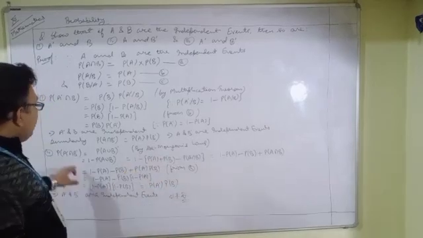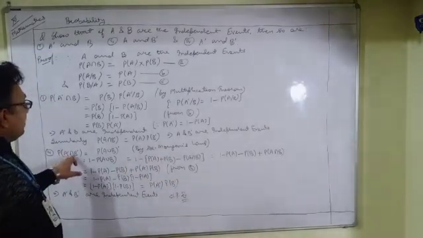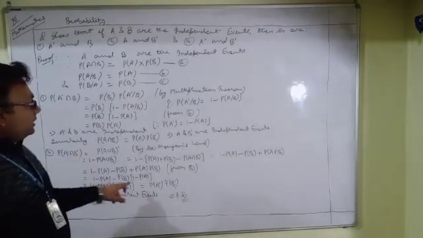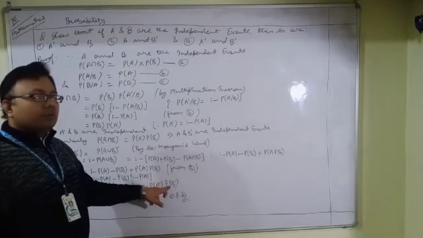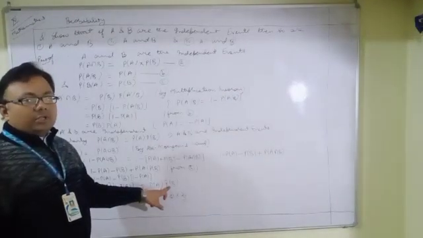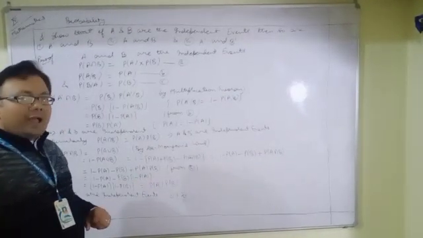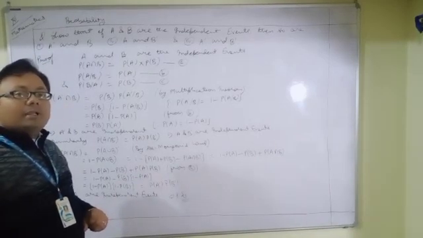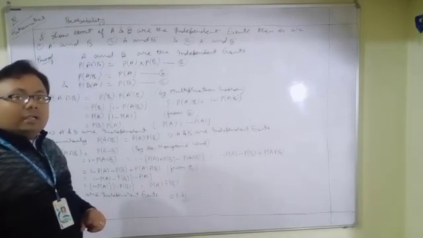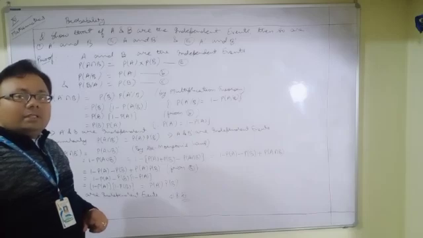So even in this case we are getting that the probability of A complement intersection B complement is equal to the probability of A complement into the probability of B complement. This result shows that even A complement and B complement will be independent events whenever the events A and B are independent events.